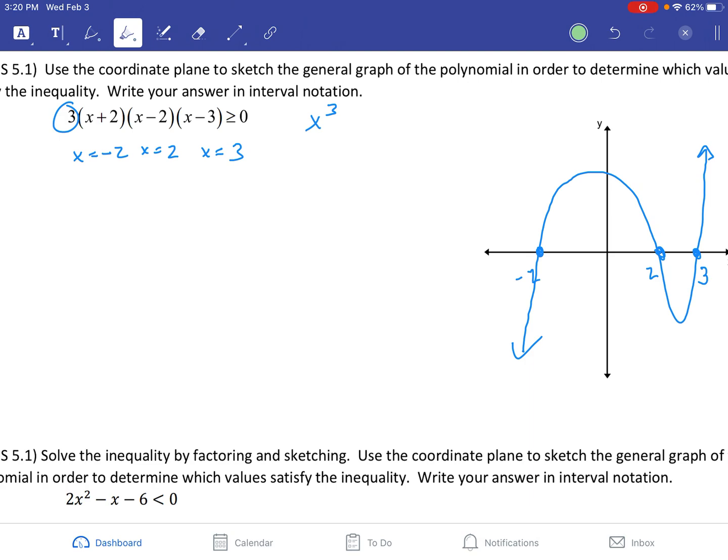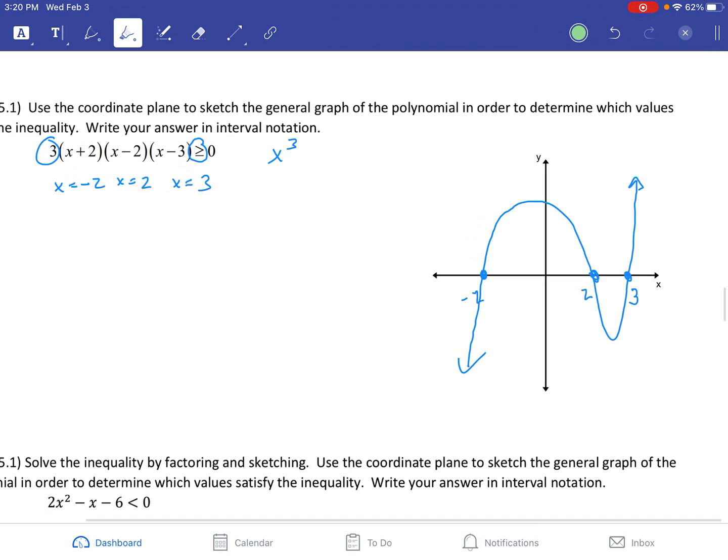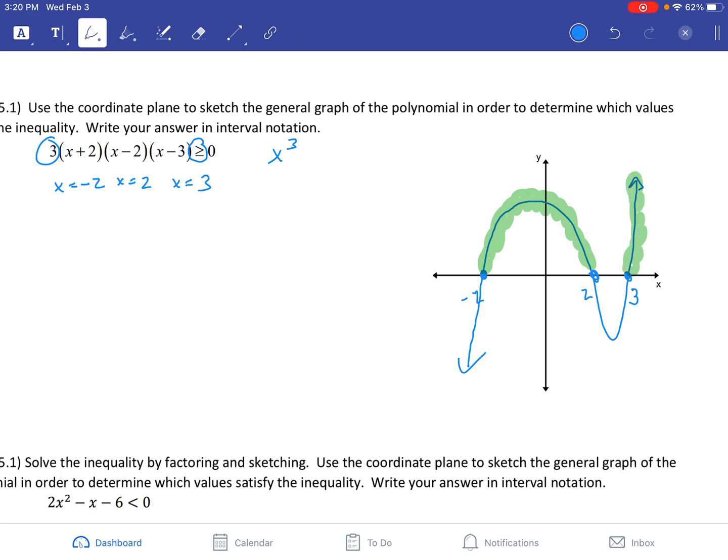Okay. We are looking for greater than or equal to. So we're looking for all the parts of the graph that are above the x-axis. So it's here and here. So you have to write the interval notation for those pieces.